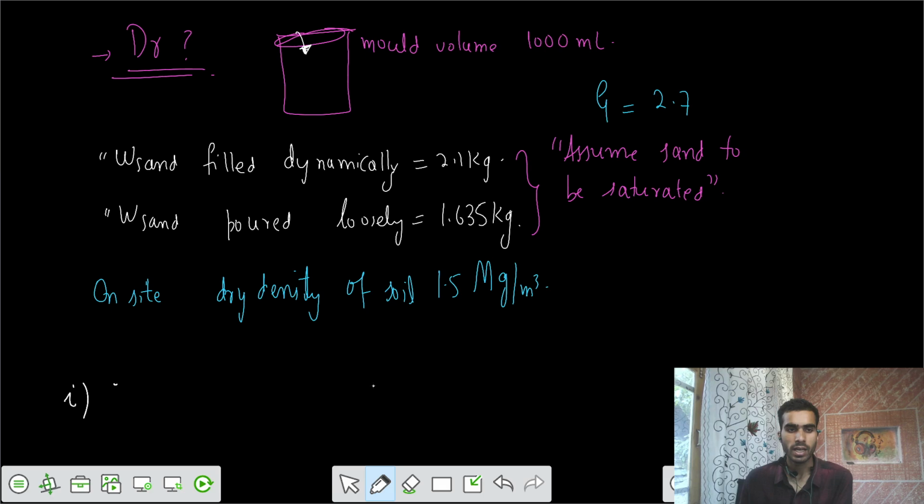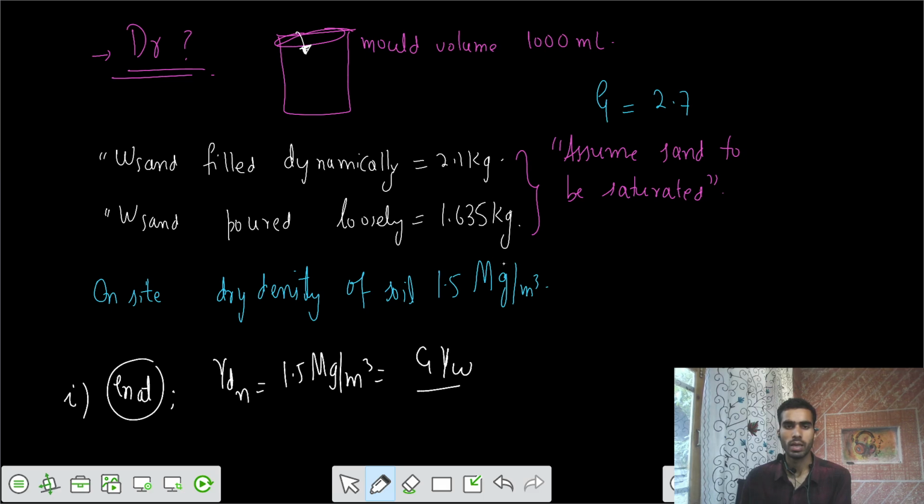Let's try to solve e natural first, then we will see later. So e natural can be solved as: gamma dry in the natural condition is 1.5 megagrams per meter cube, and that is actually G gamma W divided by 1 plus e natural.